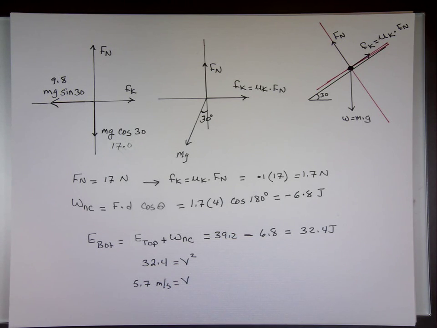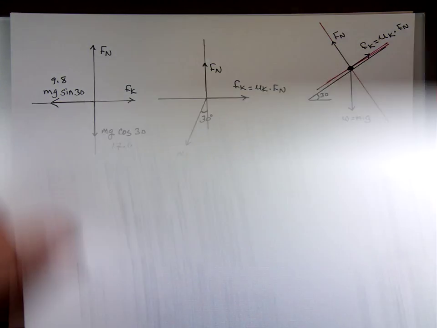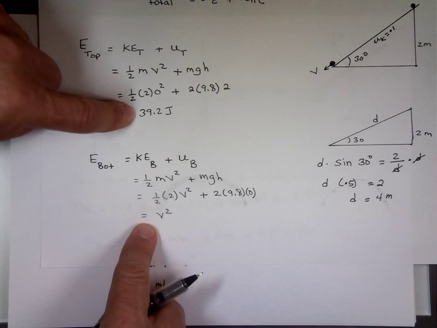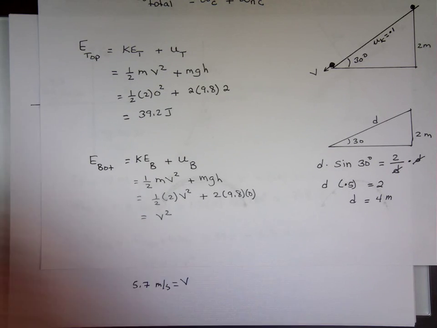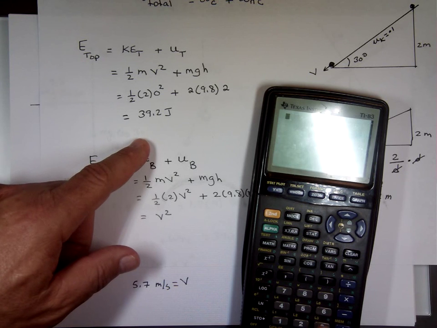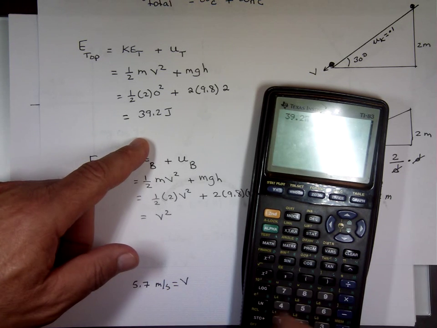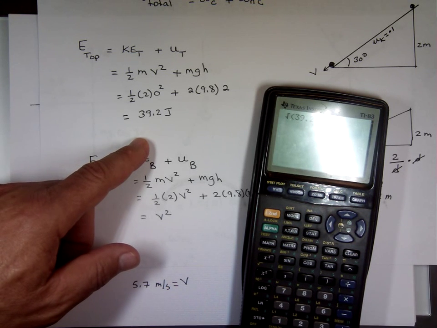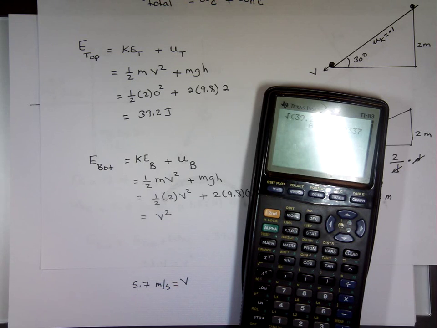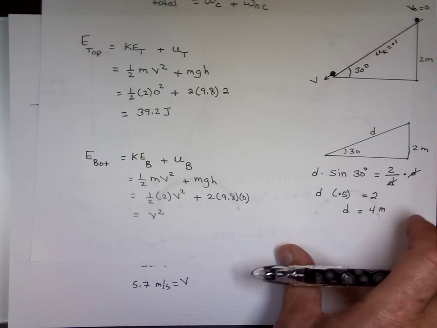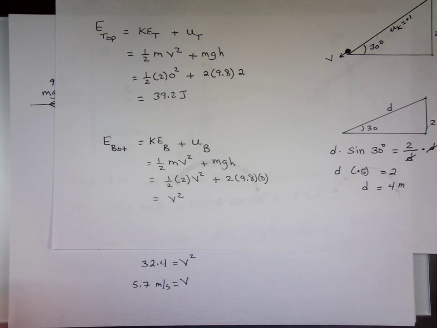Not as fast as if it was frictionless. Notice, I just want to show you, if you treat that as frictionless, that's why a lot of times we say, I just make sure it's frictionless. If you treat them as frictionless, these two numbers are equal to each other. Guess what the velocity is going to be? 39.2, take the square root of that. If it was frictionless, it would be 6.3. But the fact is it's not frictionless, it's going to be 5.7. You lost some of the energy to the friction force as you're coming down.